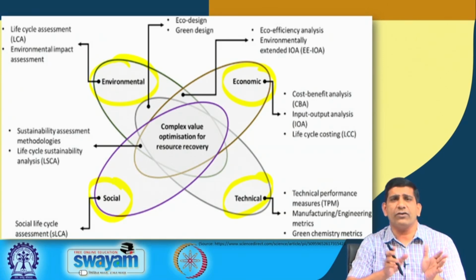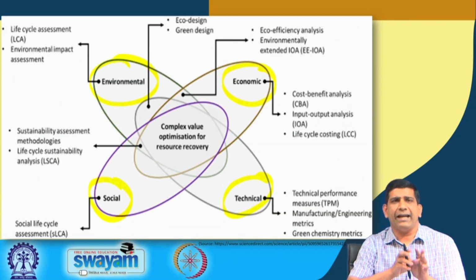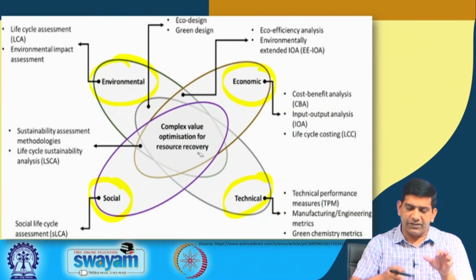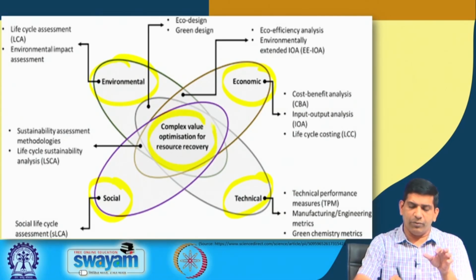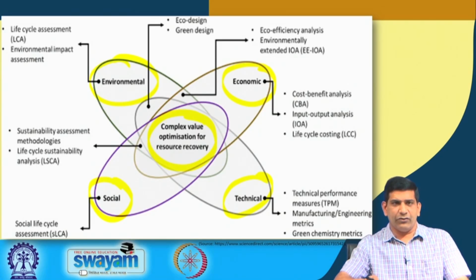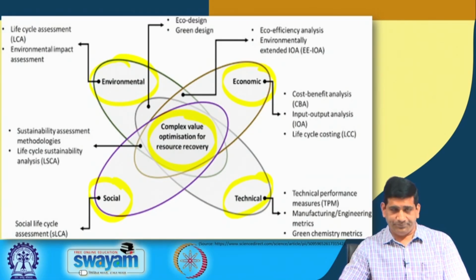They may be a great process or a great product, but cannot really be accepted. So, then we have to look at all these four parameters, and based on those parameters we can come up with some solution. It's a complex optimization problem of resource recovery. So, what do they individually mean? As you can see on the side, there are certain parameters listed. Let us look at those parameters to make some sense out of them.